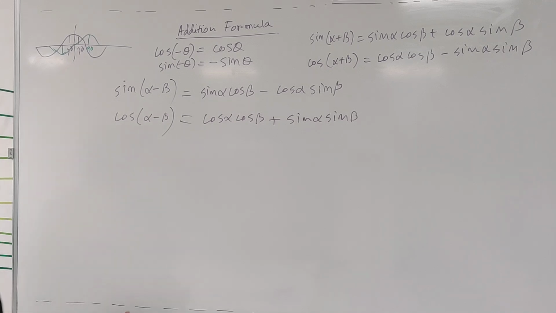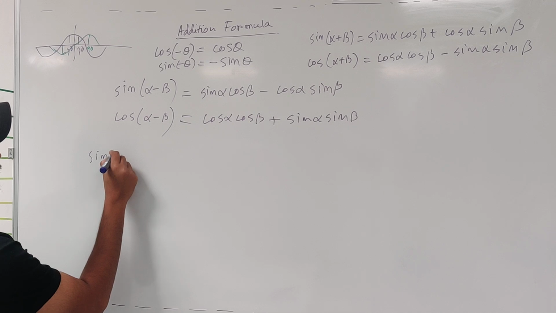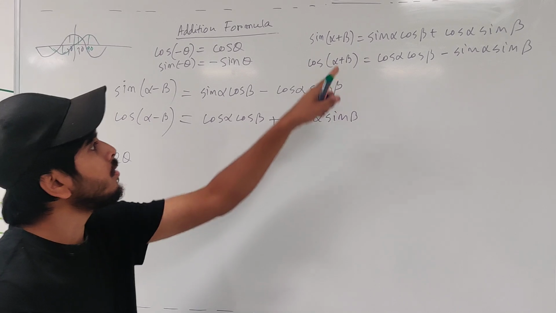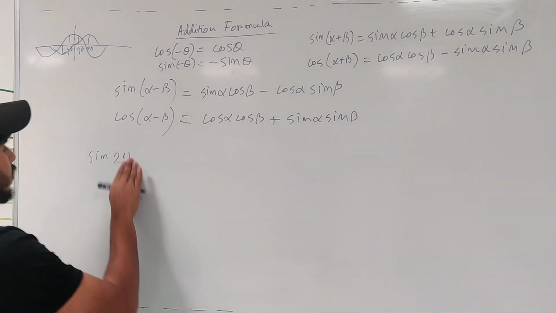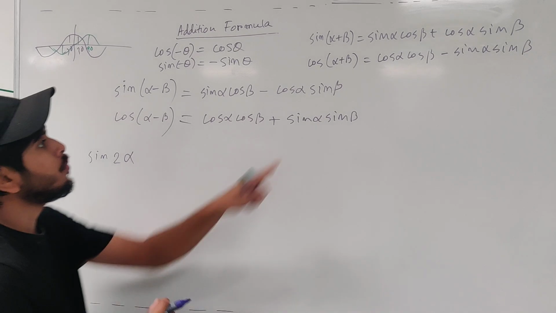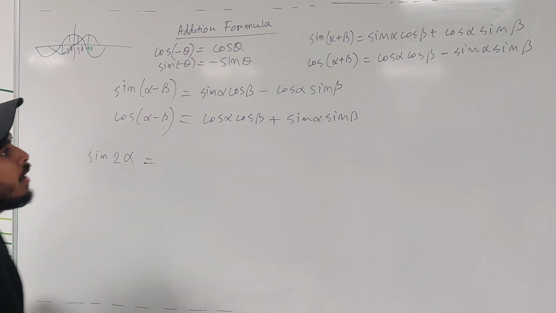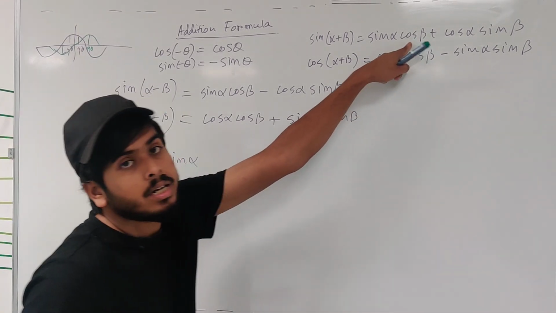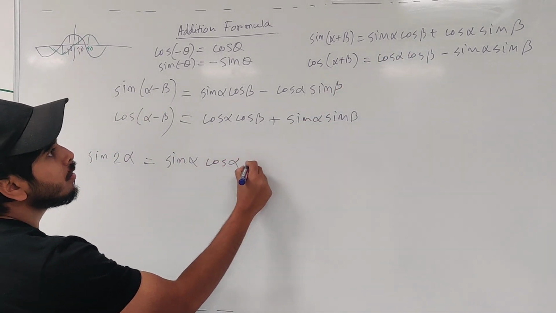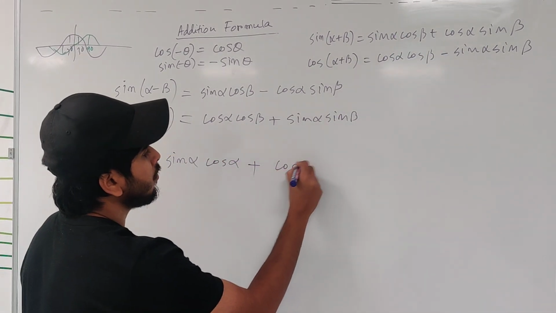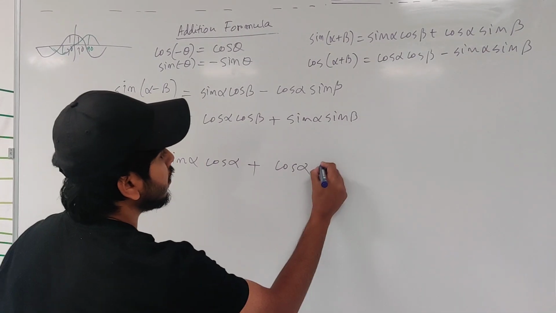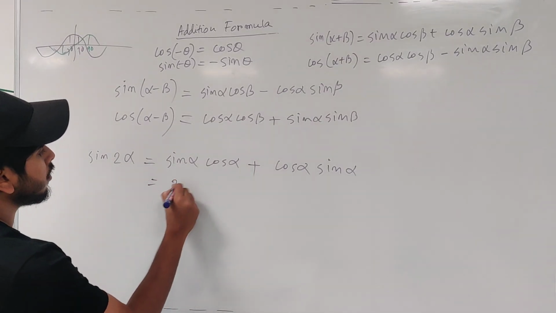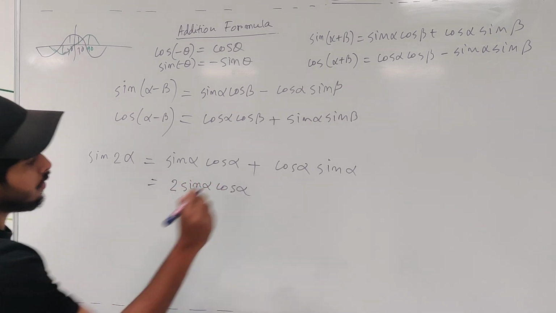What may be considered as a different formula is, let's say I have sine 2 theta. That is when both these angles are the same, or let's say sine 2 alpha, when beta equals alpha. So I'll substitute beta with alpha. This will be sine alpha cos alpha, plus instead of beta I will write alpha, cos alpha sine alpha. So these two are the same, sine alpha cos alpha. So this is nothing but 2 sine alpha cos alpha.